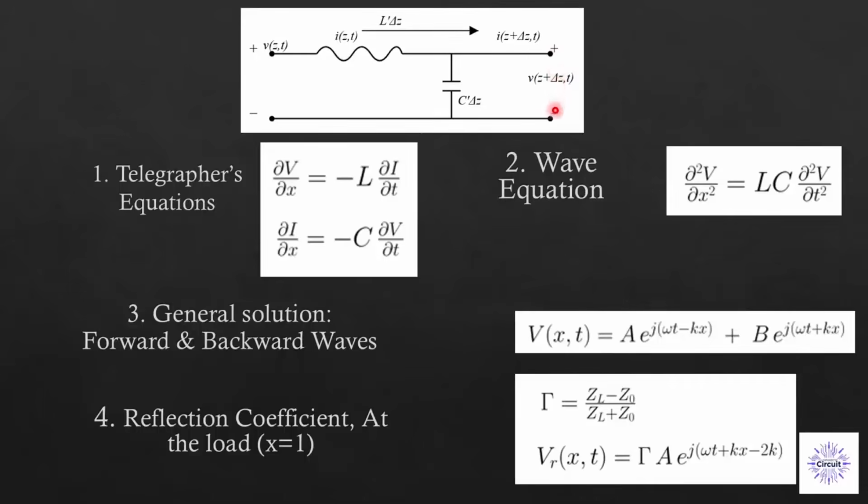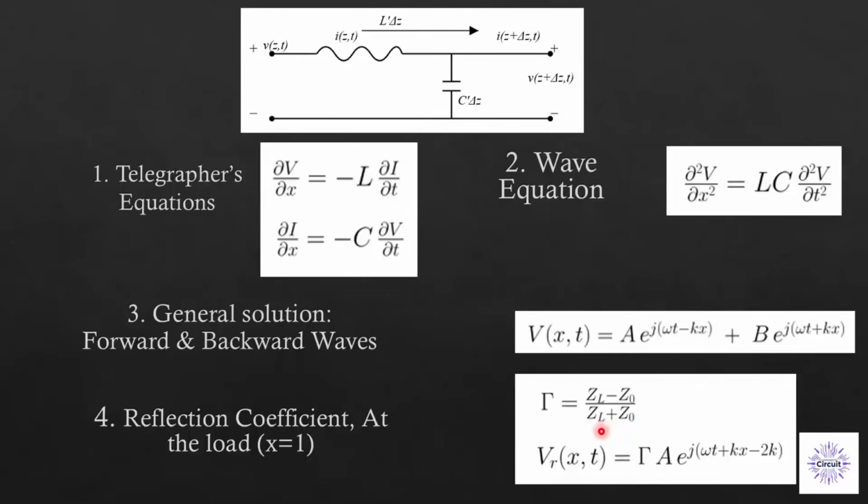So if you assume at boundary z plus delta z there is a load ZL, using this equation you can calculate the reflection coefficient, which is gamma, the ratio of the forward wave, how much of the forward wave is getting reflected back. Gamma would be equal to (ZL minus Z0) over (ZL plus Z0). Z0 we call the characteristic impedance of the transmission line, which from these equations you can calculate to be the square root of L over C.